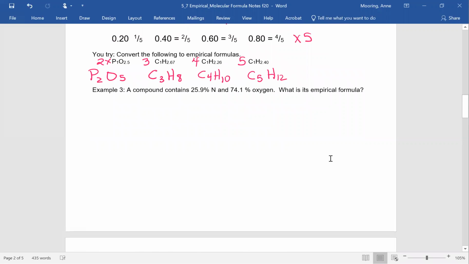A compound contains 25.9% nitrogen and 74.1% oxygen. What is the empirical formula? So let's go ahead and set it up. We have 25.9 grams of nitrogen, and we're going to convert that to moles of nitrogen. And that's 1.85 moles.